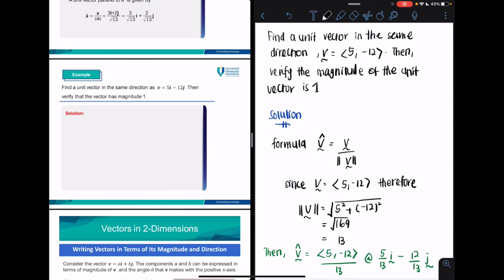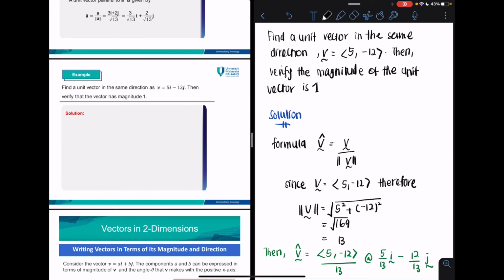So right now, what we are going to do is recall the formula to determine the unit vector in the same direction as the given vector, which is vector v hat equal to vector v divided by the magnitude of vector v. Since we know already the vector v is equal to 5i minus 12j, therefore we have to use the formula to determine the magnitude of the vector v, which is horizontal component squared plus vertical component squared, and then you find its square root.